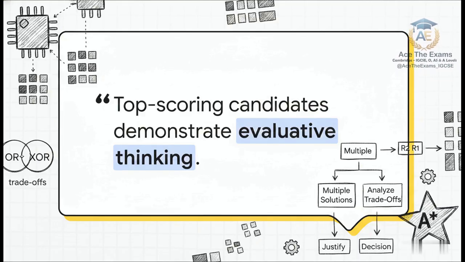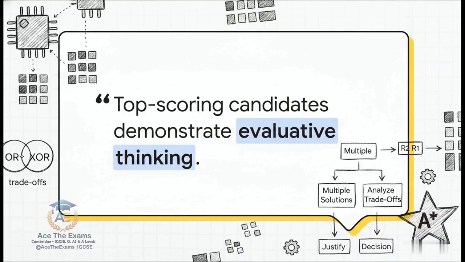Identify the similarities and the differences between using an OR mask versus an XOR mask in that specific scenario. Use comparative connectives. Analyze the trade-offs. Maybe one method takes fewer clock cycles, but maybe another uses fewer registers. Acknowledge the limitations of your approach and rigorously justify your final recommendation with hard, binary evidence. That is exactly how you secure an A-star. That is how you stick the landing.